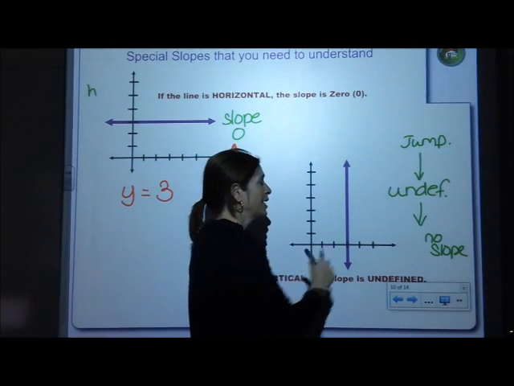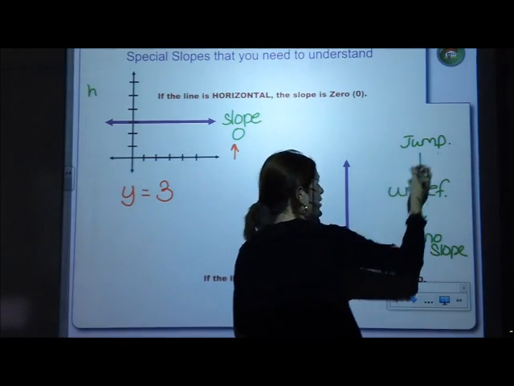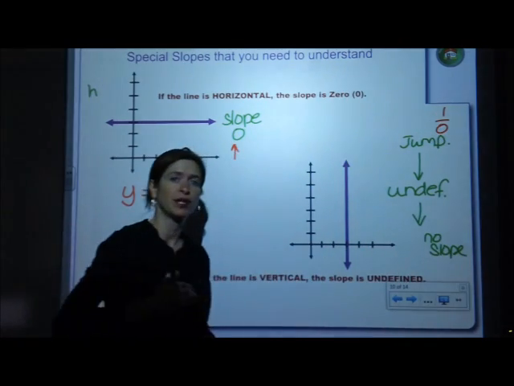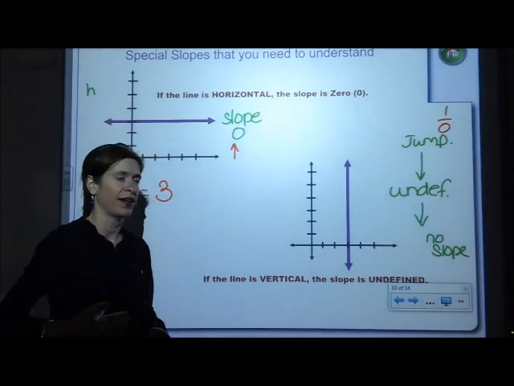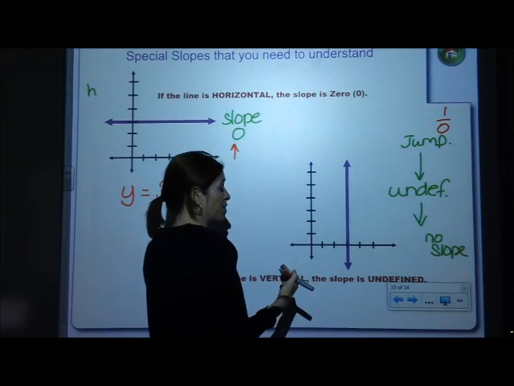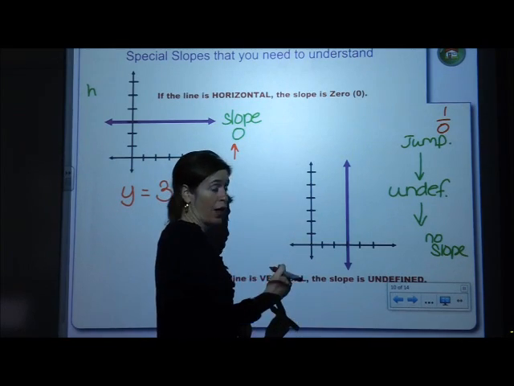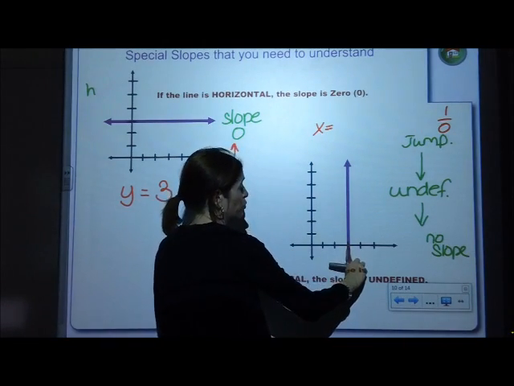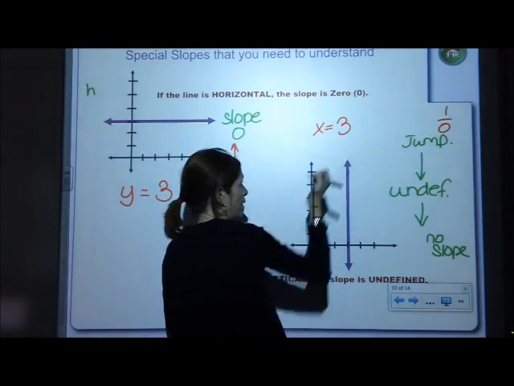Vertical line, how are we going to get an undefined slope? We would get an undefined slope if we have 0 in the denominator. Remember, 0 under means it's undefined. So we would know that it's a no slope or an undefined slope, so we'd know it's a vertical line. Vertical line's equation, again, is x equals the x-intercept, which in this case is 3.